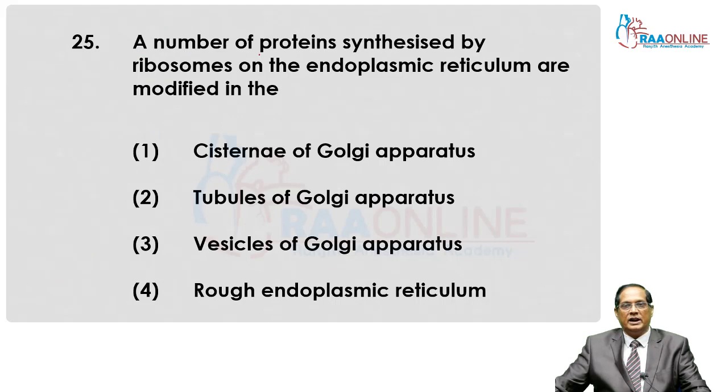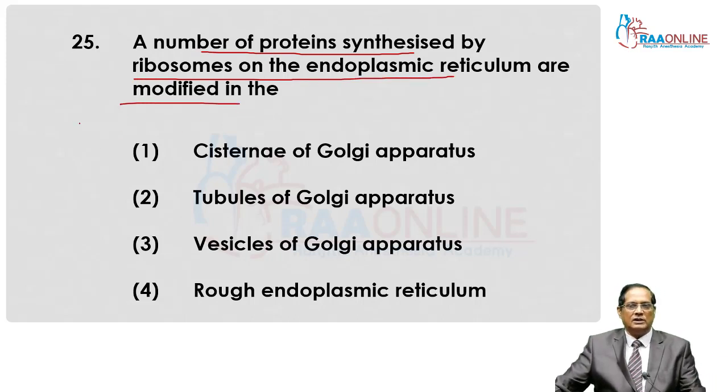Question number 25. Proteins synthesized by the ribosomes on the ER are modified in. In the previous question, I have already given the answer. The answer is the cisternae of the Golgi apparatus. They modify the enzymes or proteins synthesized by the ribosome, and they are released from their trans surface. That's all. Thank you.